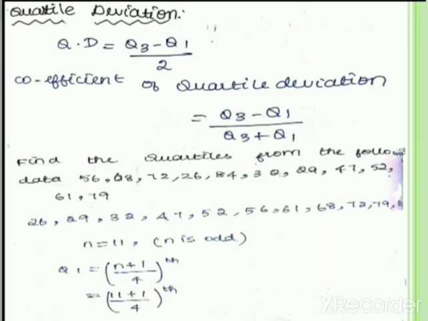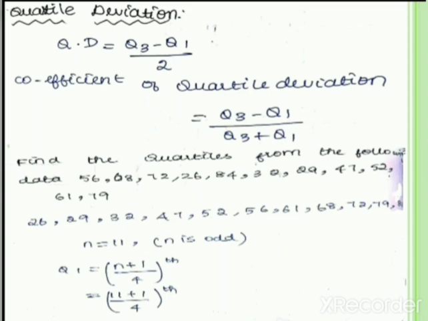Find the quartiles from the following data. Here some data are given below. First we have to order this data into ascending order. After that we have to check how many values are given. Here 11 values are given, so 11 is obviously odd. So we have to use the raw data formula for the case where n is odd.